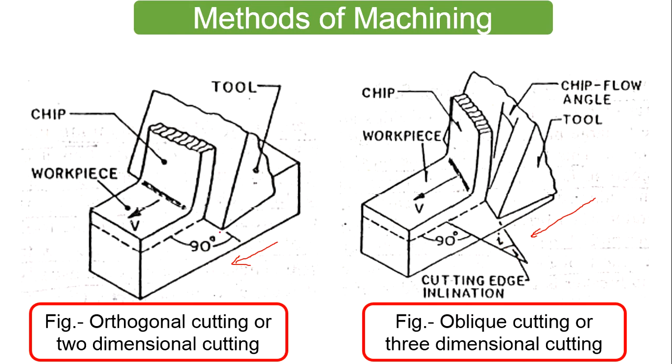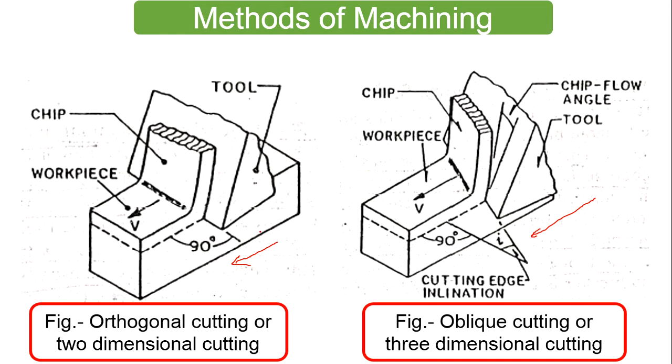Because of this arrangement, the forces generated in orthogonal cutting will be two-dimensional. That's why it is called two-dimensional cutting, and the forces in oblique cutting will be three-dimensional. That's why it is called three-dimensional cutting. The analysis of oblique cutting is very complex because it is three-dimensional, and orthogonal cutting is a relatively simple arrangement, so it is widely used in theoretical and experimental work.